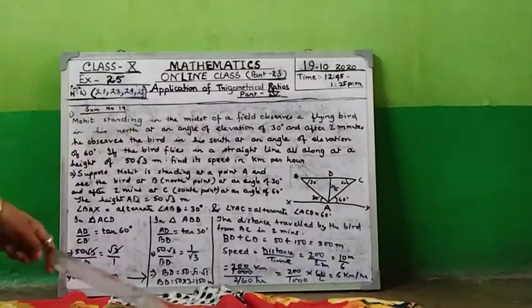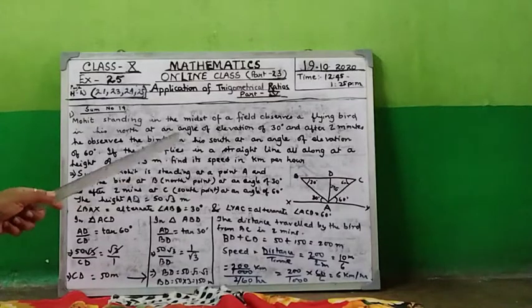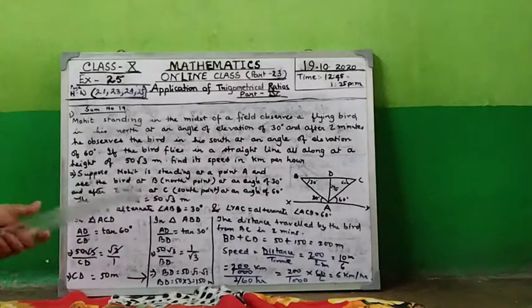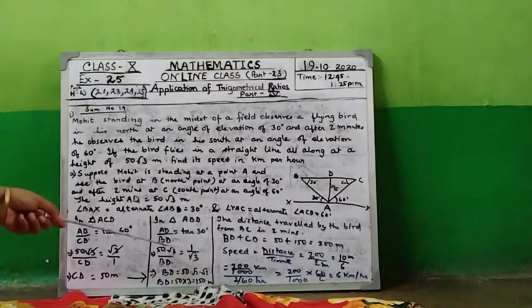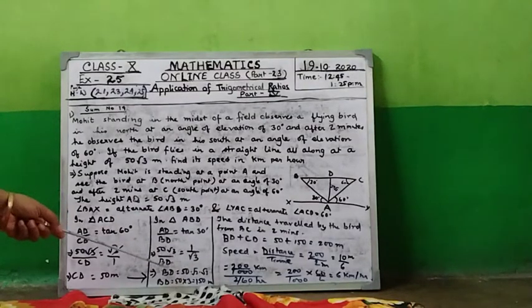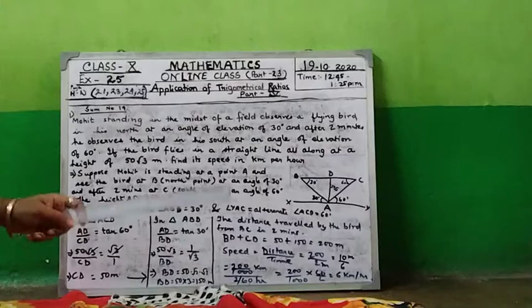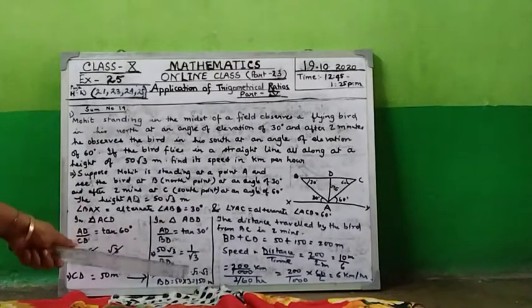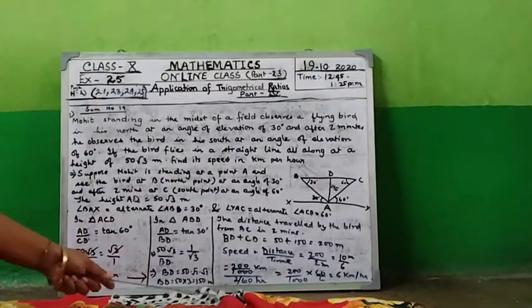Now again in this triangle, in triangle BAD or ABD, whatever you take it as, AD by BD is equal to tan 30. So AD we know 50√3 meter by BD is equal to 1 by √3. So what is BD? 50 into √3 into √3. √3 into √3 is equal to 3. That is 50 into 3, that is 150 meters.